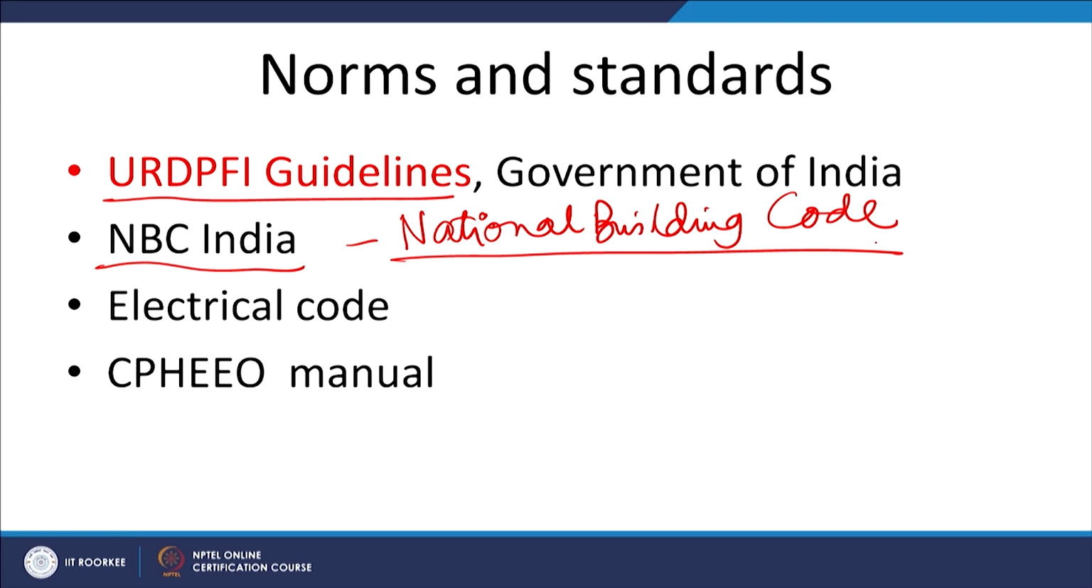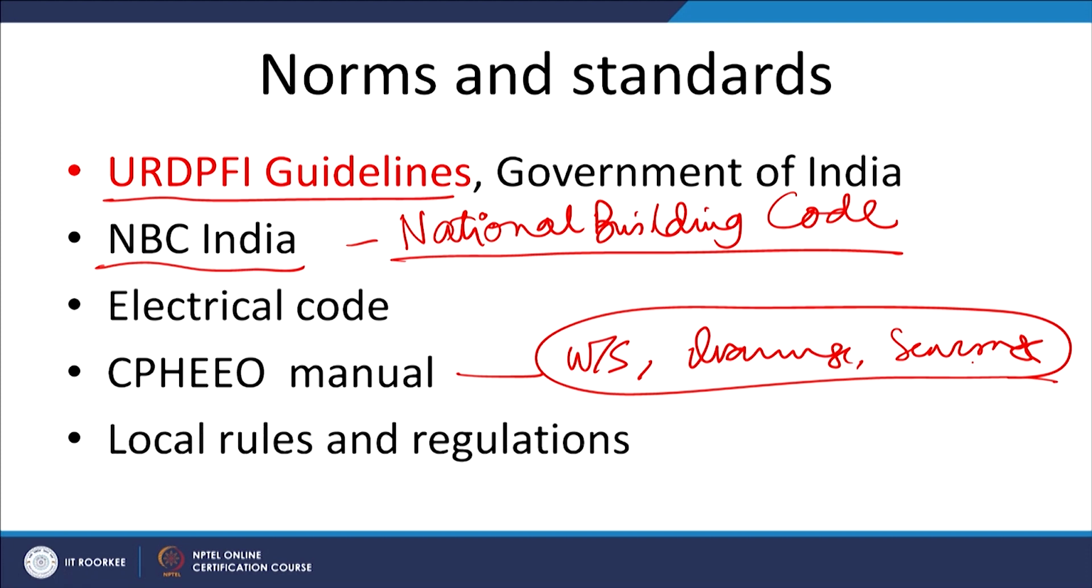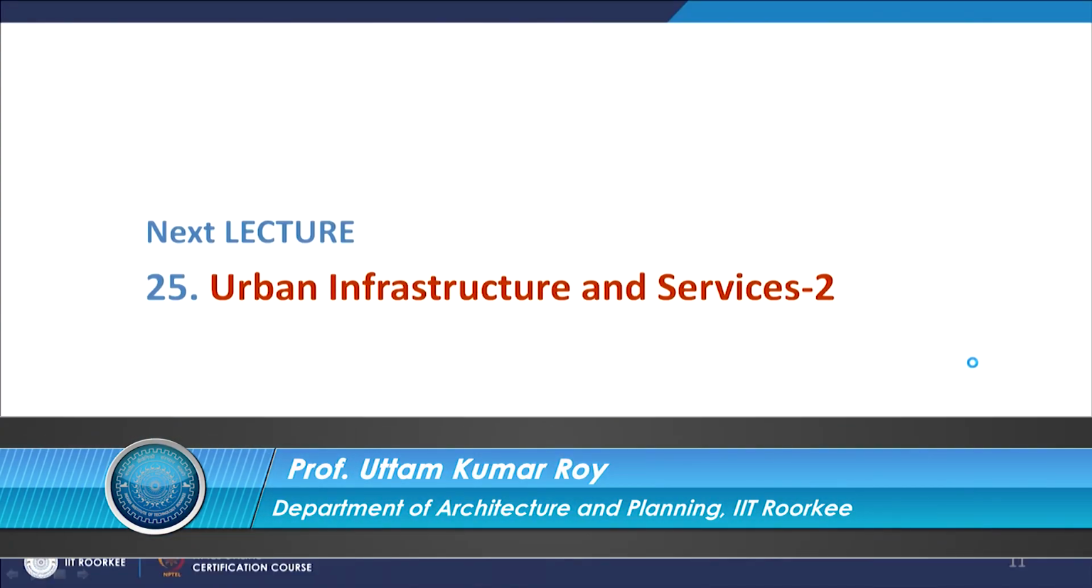Then there is the CPHEEO, the Central Public Health and Environmental Engineering Organisation Manual. This manual is for water supply, drainage and sewerage. So, this manual is also to be referred to from time to time for planning and execution of urban infrastructure, and you can also make your local rules and regulations for day to day functioning of your local infrastructure and services. So, with this I conclude this lecture. In the next lecture I will give an overview of other infrastructure and services, and then we will try to give some case studies so that you can understand. So, with this I thank you very much for attending this lecture.